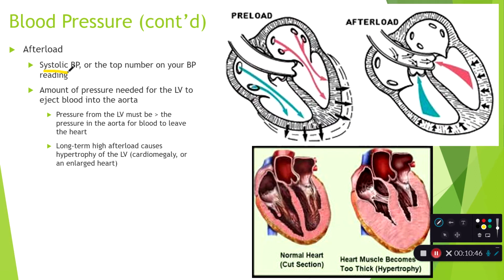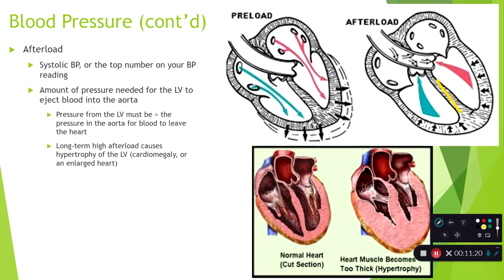Your afterload or systolic pressure, this is the top number on your blood pressure, is how much pressure is right here. What you have there is a valve, and that is your left semilunar valve. And you just want to know how much pressure it takes for the left ventricle to break that seal.